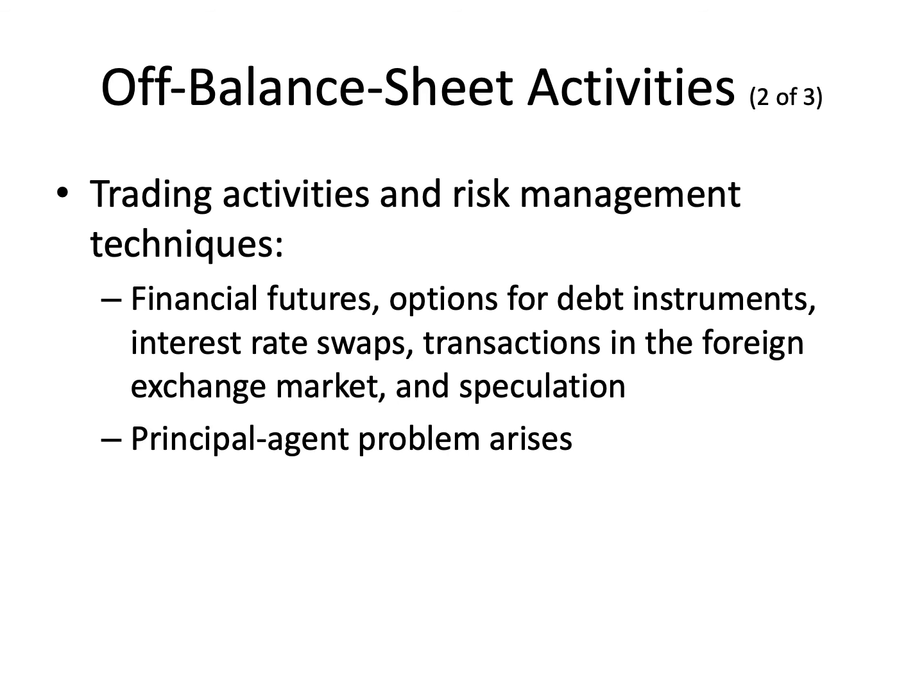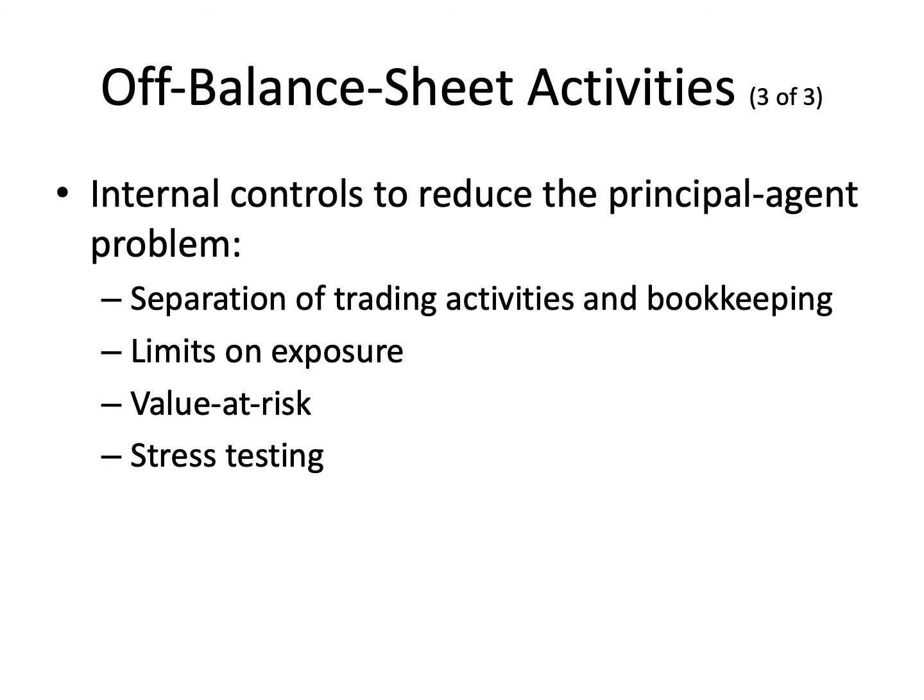Trading activities and risk management techniques. Obviously, you can use financial futures, options for debt instruments, interest rate swaps, transactions in the foreign exchange market, and speculation are also other forms of off-balance sheet activities. But it can be a principal-agent problem. Banks need internal controls to reduce this principal-agent problem: separate trading activities and bookkeeping, limit exposure, calculate value at risk and do stress testing.